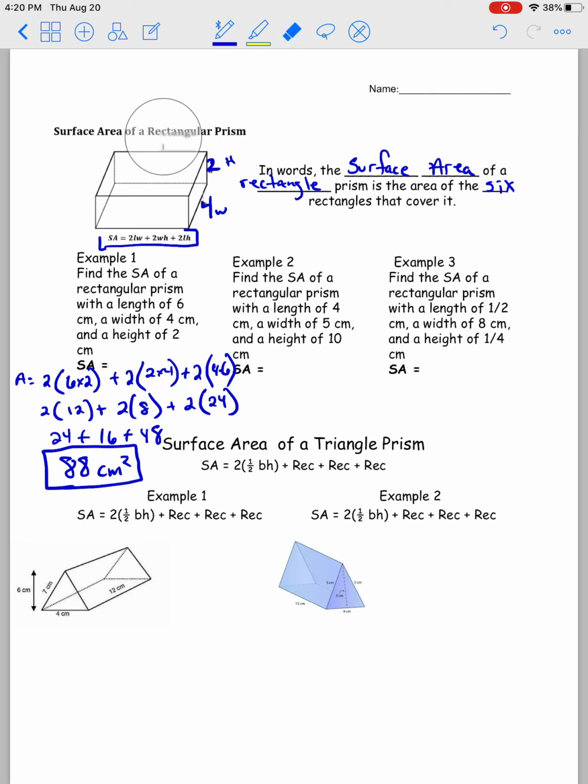Okay, let's look at one more example. And I will take these off. That way we can write another set on there. We have 4, 5, and 10. So let's say that's 10. We'll call that 5, and we'll call that 4.